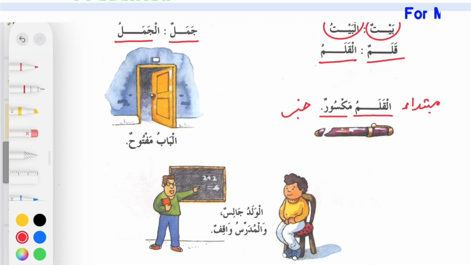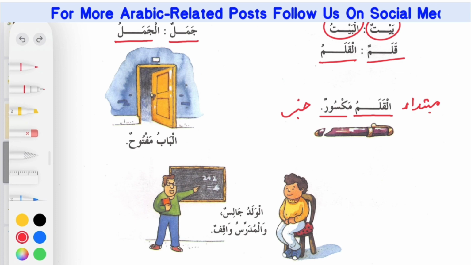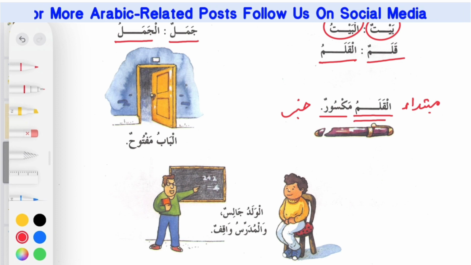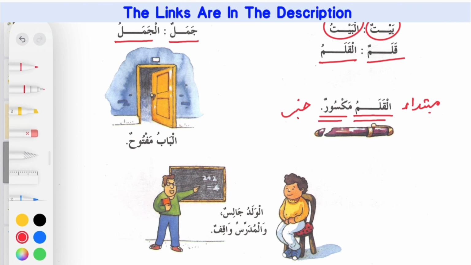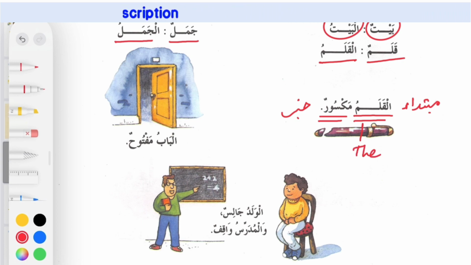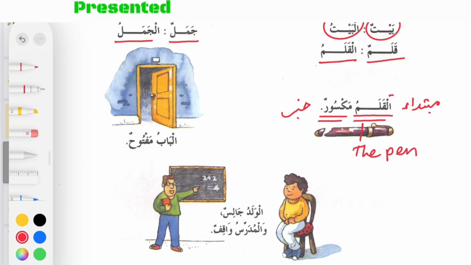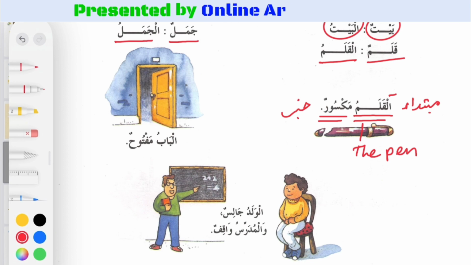And now we will read the sentences and translate. So the sentence is Al-qalamu maqsurun. Al-qalamu means the pen. Al stands for the. Maqsurun means broken.